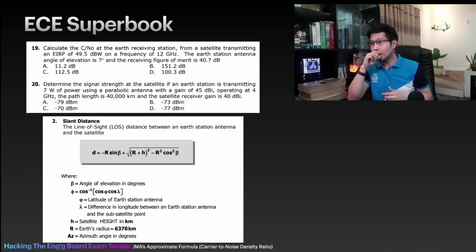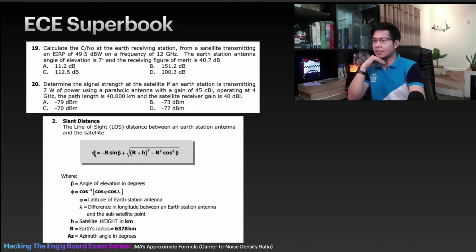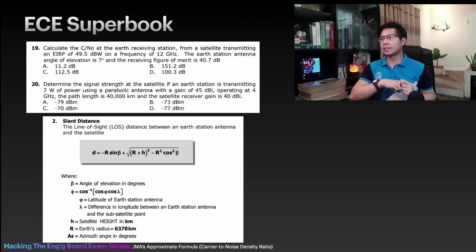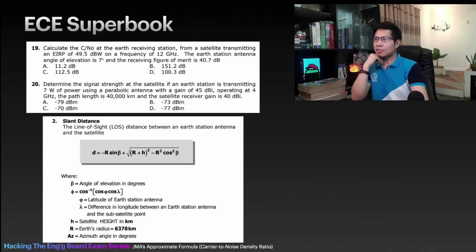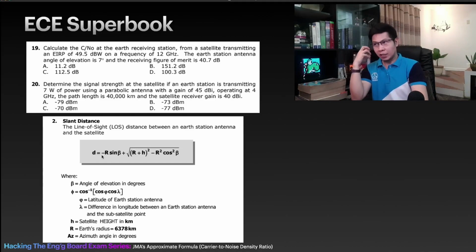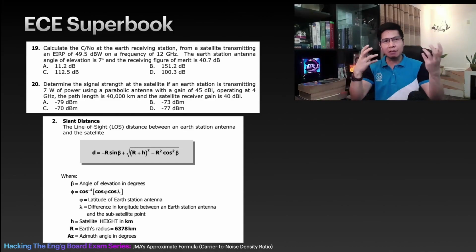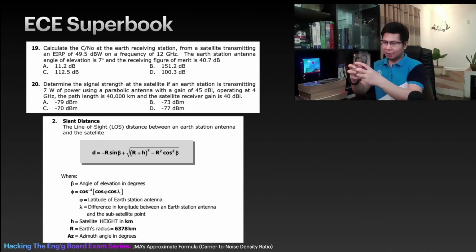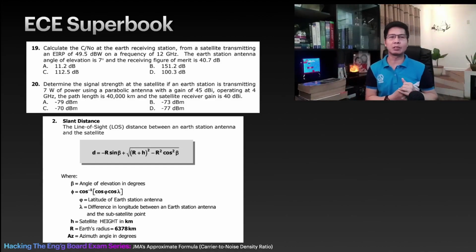Paki-feed lang yung value ng angle of elevation, makukuha nyo yung distance, at pag may distance ka na, makukompute mo na yung free space loss. Pag meron ka ng free space loss, makukompute mo na yung carrier to noise density. So, ang carrier to noise density natin is yung EIRP and then yung free space loss plus yung G/T and then yung baka makalimutan mo yung Boltzmann's constant, yun pa ang problema. Kabisado mo na nga lahat, then nakalimutan mo yung Boltzmann constant.